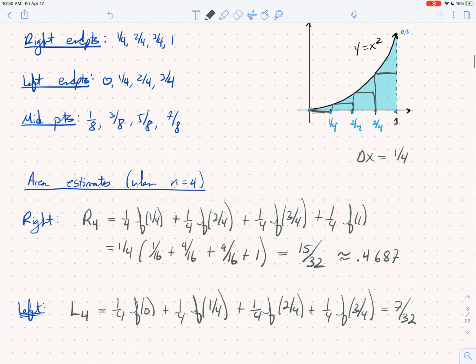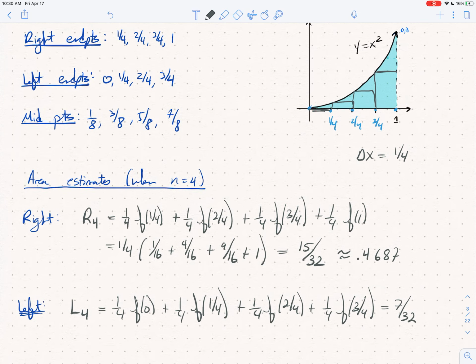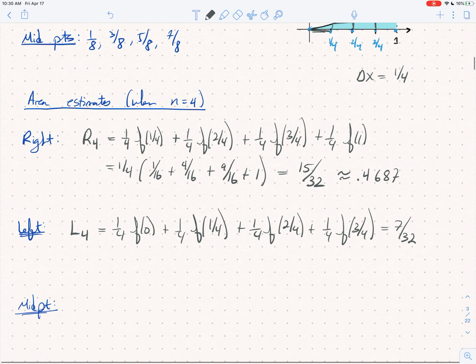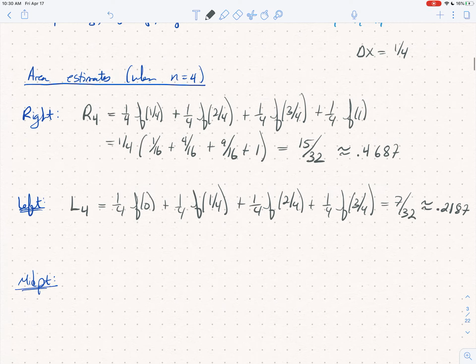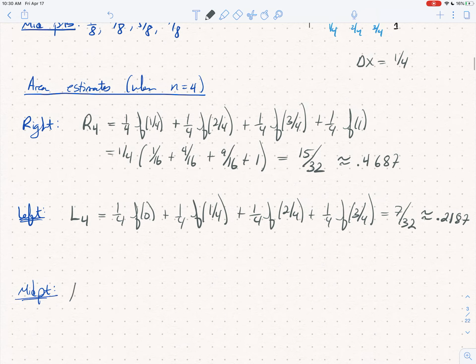So our right endpoints gave us an overestimate. Our left endpoints gave us an underestimate. I have 7/32. Let's just approximate that. 7 divided by 32 is roughly 0.2187. And so if we wanted to, we could actually average these two. If you average the left and the right endpoints, we're going to get somewhere around 0.3 is our area.